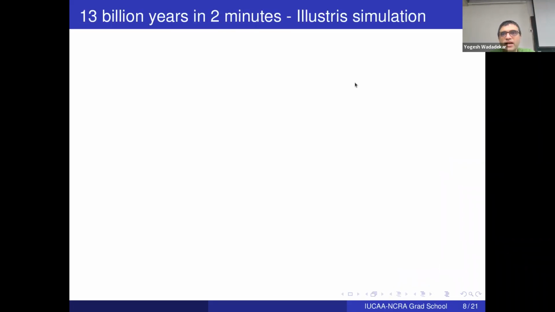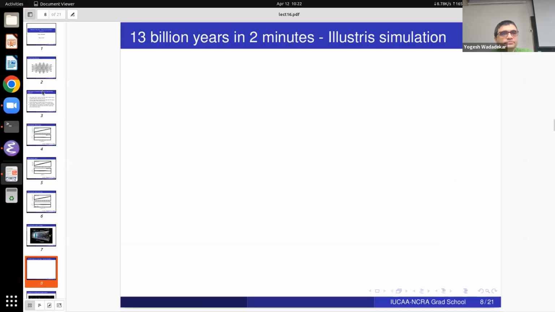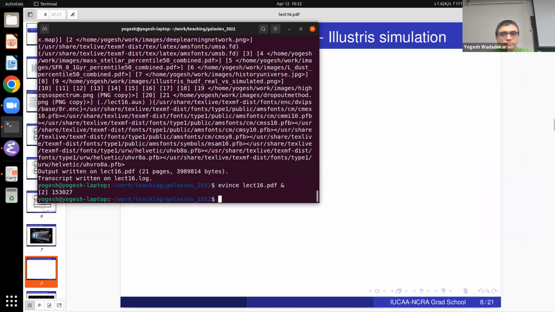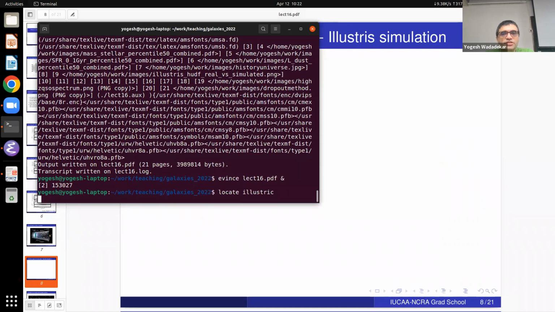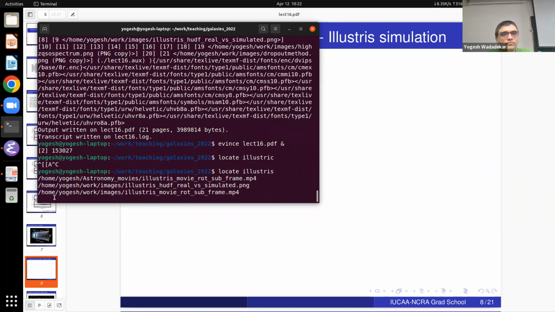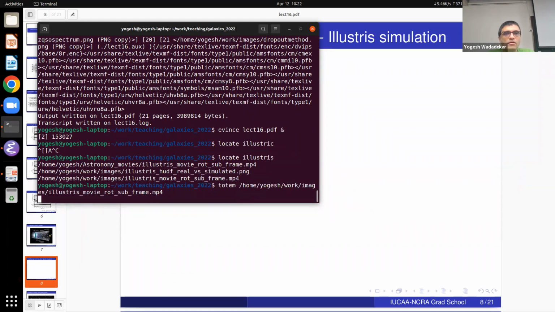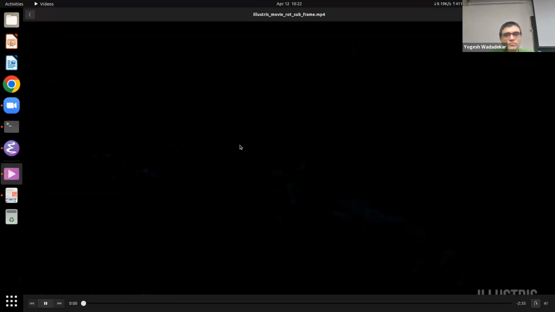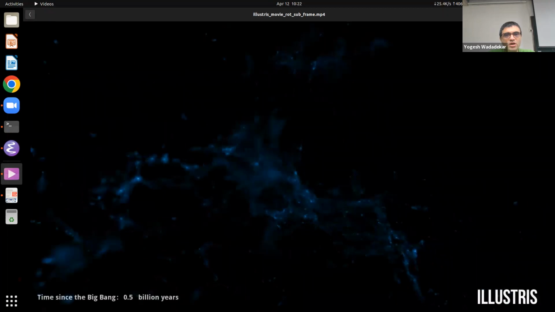But before I go there, I'm going to show you a simulation from a simulation called Illustris. So let me pause for a second.